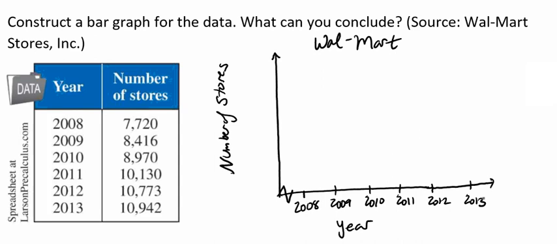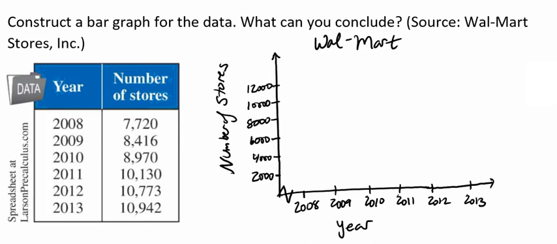We're also not starting at 0. So here we have a minimum of 7,720 and a maximum of almost 11,000. So if we count by twos, we should be able to fit everything in there and get a good representation of what this looks like. So we can count 2,000, 4,000, 6,000, 8,000, 10,000, and 12,000.